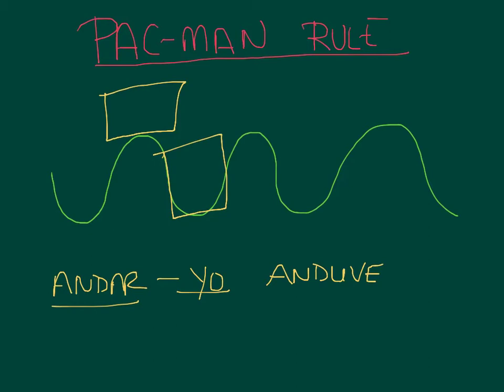Okay, we'll do one more. If I wanted to do decir, and I wanted it in the tú form, I'm going to do my stem for decir, which is dij. I'm going to add on the ending in the tú form, which is iste, and I get my verb form dijiste. You said or you told. Now, this is going to bring us to something unique called the Pac-Man rule.